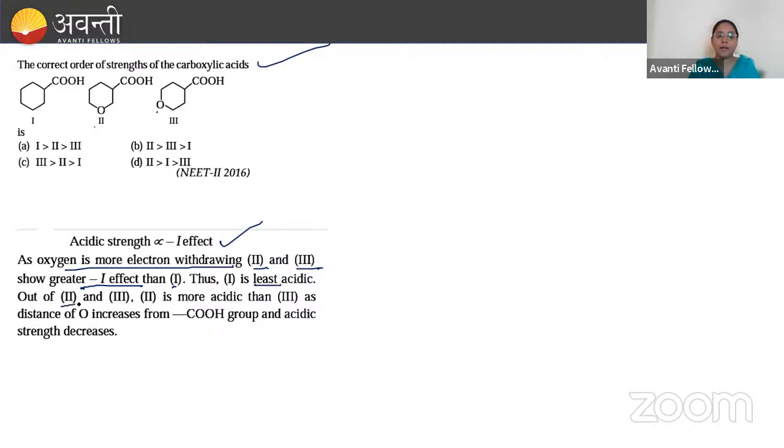But out of the second compound and the third compound, what will be the case? The second compound will be more acidic than the third. Why is it so? Because the distance of oxygen from the COOH group increases in the third compound as compared to the second compound, and the acidic strength decreases as the distance of oxygen from COOH increases. So second will be the strongest, then the third, then the first.